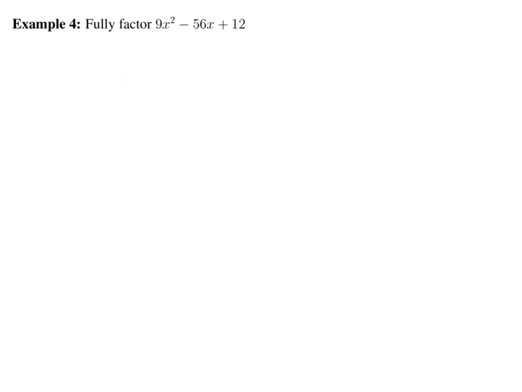Okay, here's another example, and we're going to do the same basic idea. Does it factor? The discriminant is b squared minus 4ac. That hasn't changed for a couple years now. I got negative 56 squared minus 4 times 9 times 12. And that's 2,704 overall.